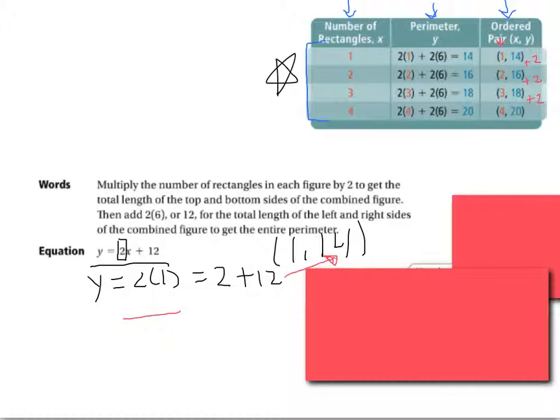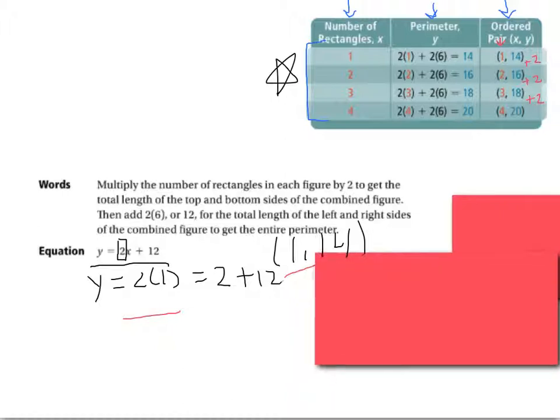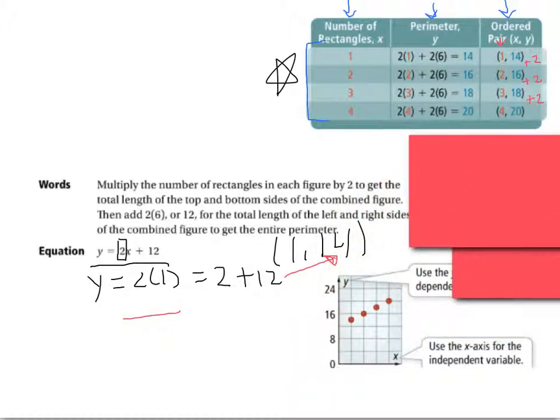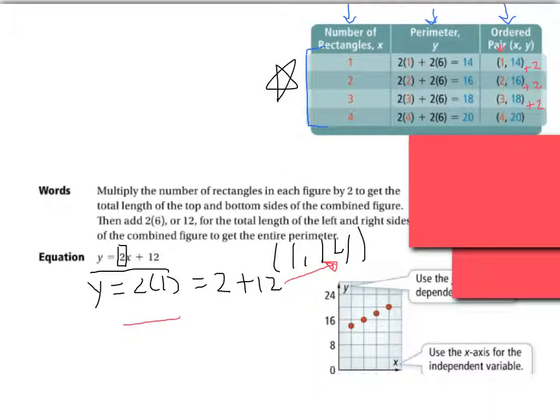And then lastly, I want to use my points to actually draw a graph. So I would just plot my points. So this would be my x. This is number of rectangles. And up here, this is my perimeter. You should always, always, always label your x and y. And that would be my graph.